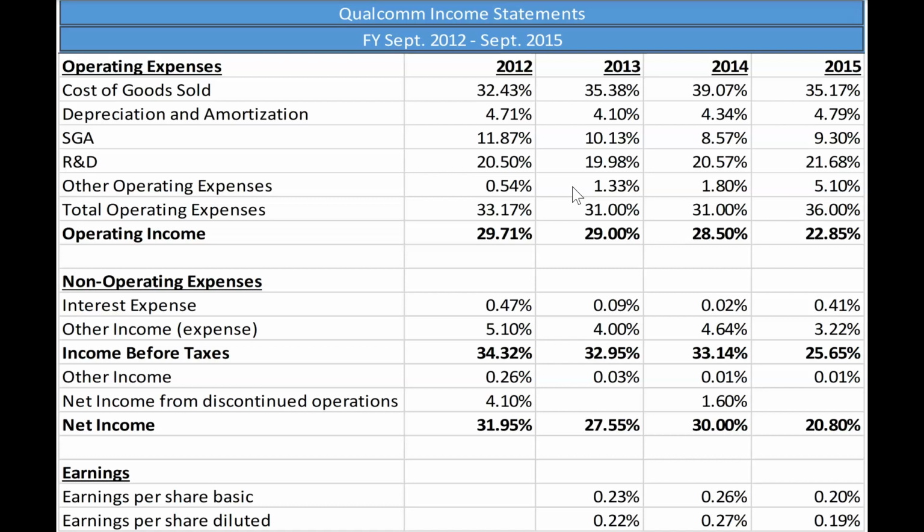with the common size analysis, whereas if you were just looking at the raw data on the income statement, you probably wouldn't see it as readily.